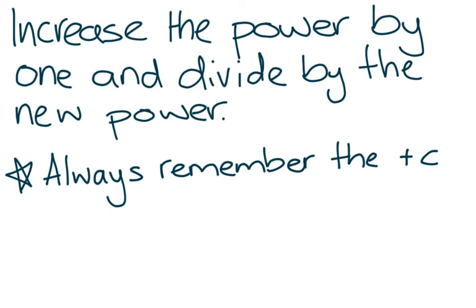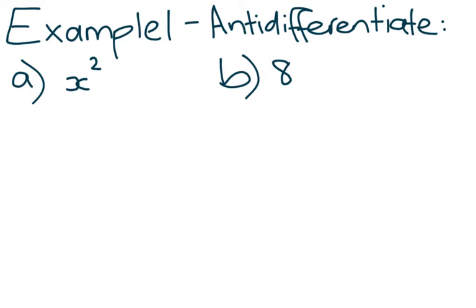To do that, we increase the power by 1 and divide by the new power. And again, it's got to be for each section of the function, so each term. And we always have to remember the plus c, and this is for indefinite integrals. So if we don't have enough information to find the c value, we have to remember to put plus c on the end. So the first example is antidifferentiate x squared.